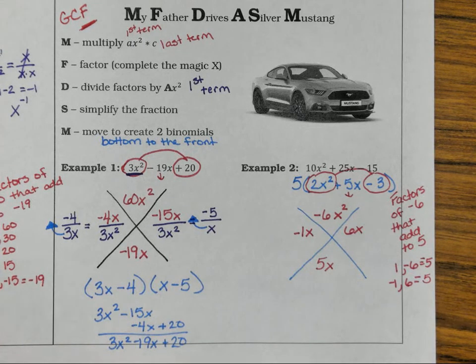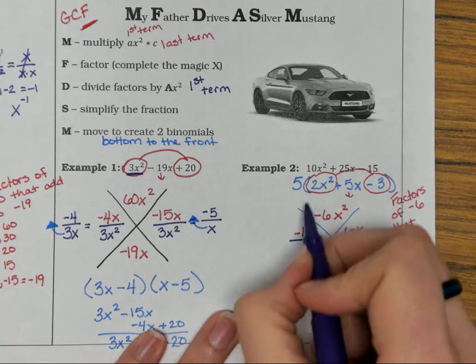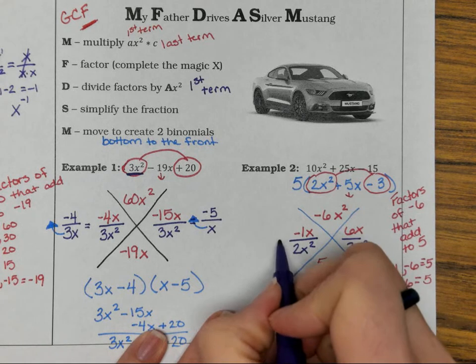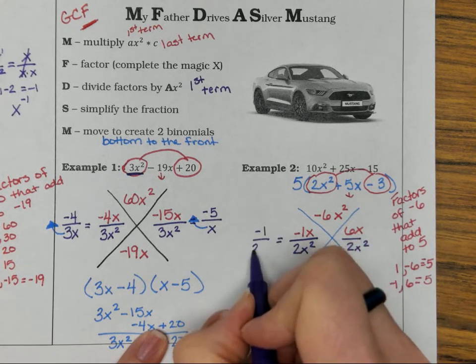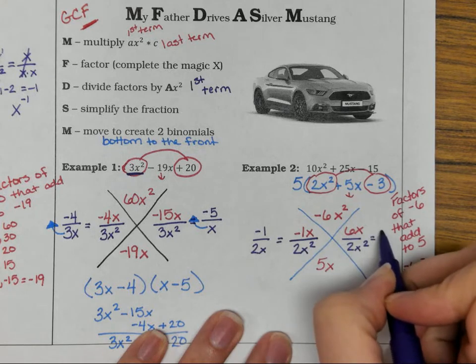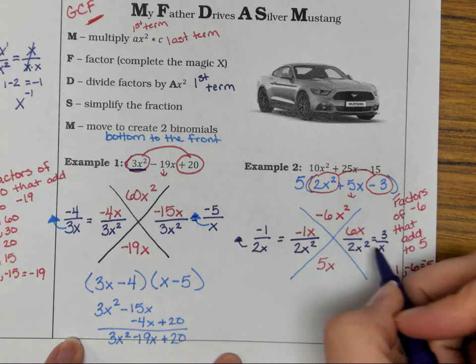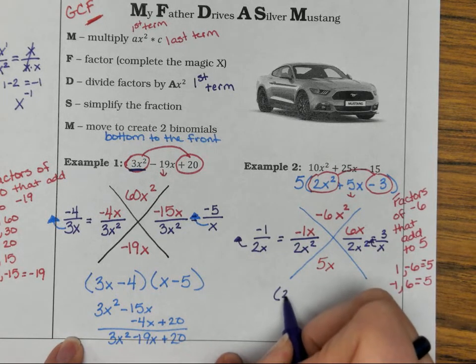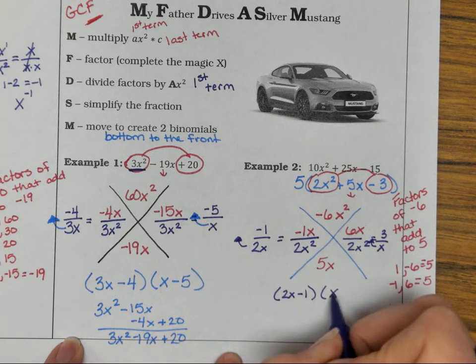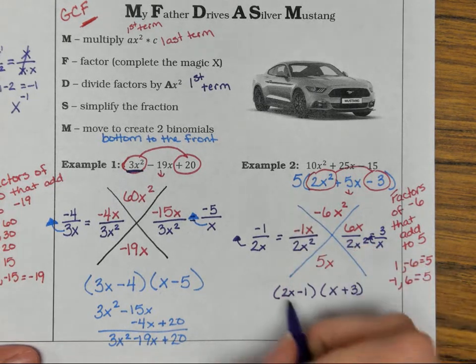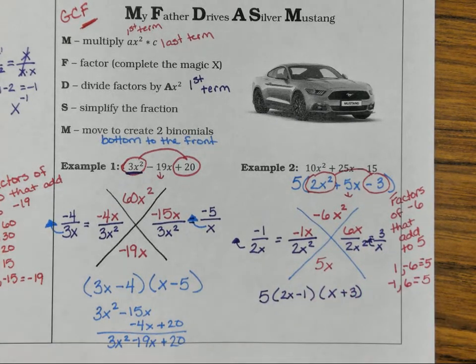So now I follow the steps. I divide by the first term, 2x squared. I simplify the fraction, so it's negative 1 over 2x. 6 divided by 2 is 3, keep an x on the bottom. And then I move the first term to the front. So I have 2x minus 1 and x plus 3. Now, what happened to the 5 that I pulled out? Right? This part here. It actually goes out in front as part of your answer.